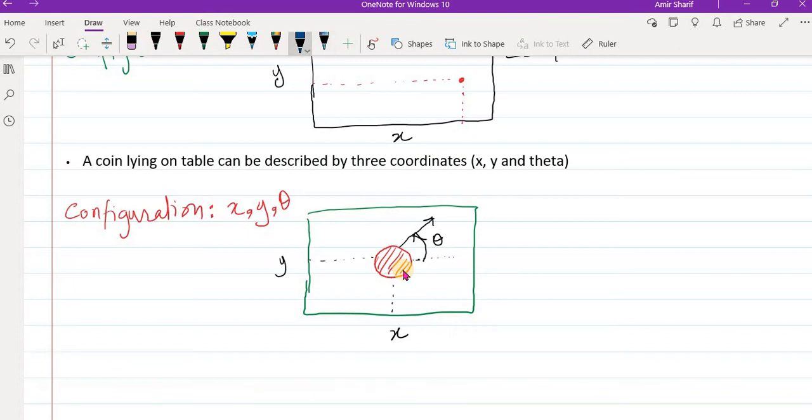So let's say if your coin moved here at position 2, this time it will have a different configuration, because it will have a different X and Y coordinate, and also it may have a different orientation. So that's how we define the configuration and configuration space of objects and also robotic arms.